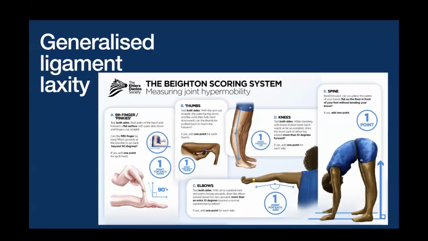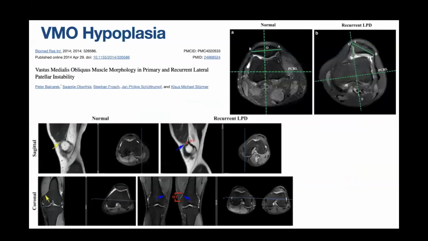Coming to generalized laxity, this is measured by taking the Beighton score. You look at little finger flexibility, touching the posterior dorsal aspect, the thumb touching the radial aspect, the knees bending completely in recurvatum, elbows again in recurvatum, and the spine, where you can touch the floor without bending your knees. Each has 1 point. If the score is more than 5, the person has generalized ligament laxity.